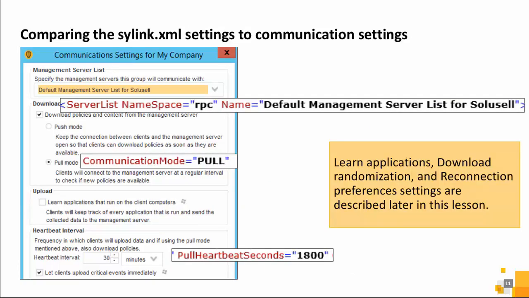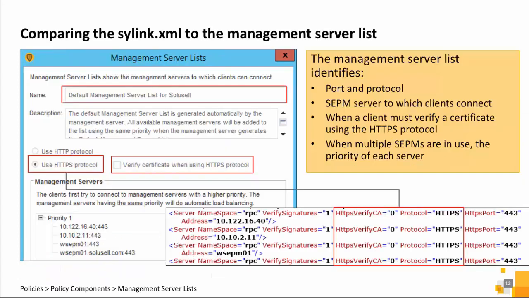This slide shows the correlation between the sylink.xml file and communication settings. Other settings are explained in more detail later in this lesson. The management server list identifies the port and protocol that clients use and the SEPM to which the client connects. When you enable Verify Certificate when using HTTPS protocol, this ensures that clients connect to the correct SEPM and spoof attacks cannot occur. When there is more than one SEPM server, you can set the priority for each SEPM for failover. For more information on failover, see the Symantec Endpoint Protection 14 Plan and Implement course or visit the Symantec support website.